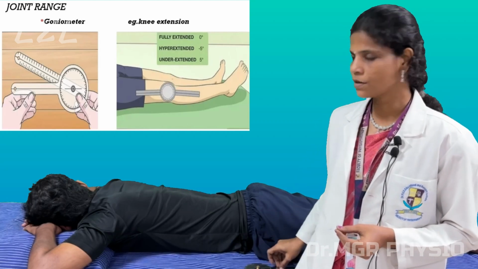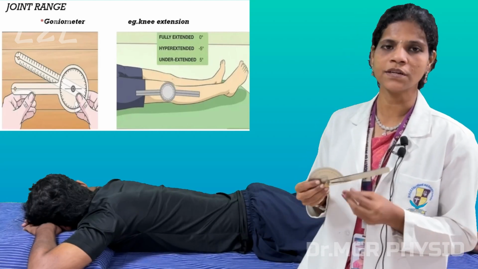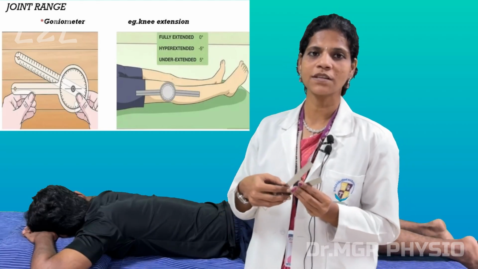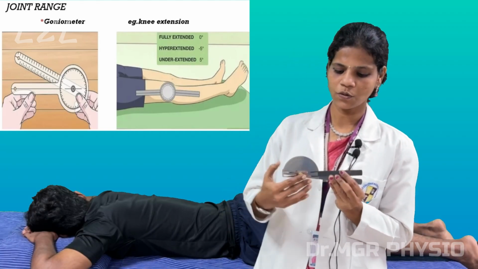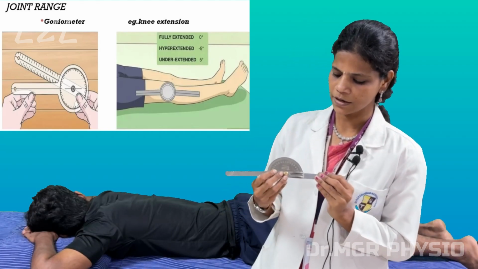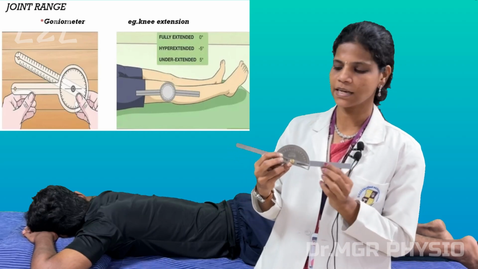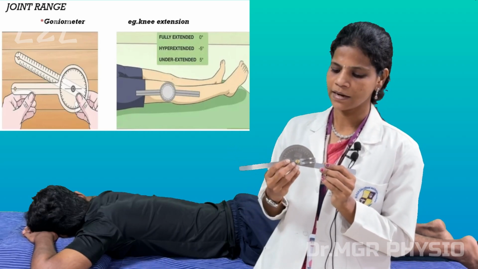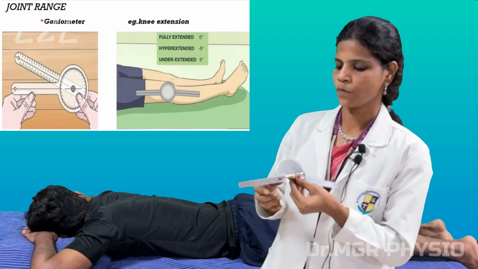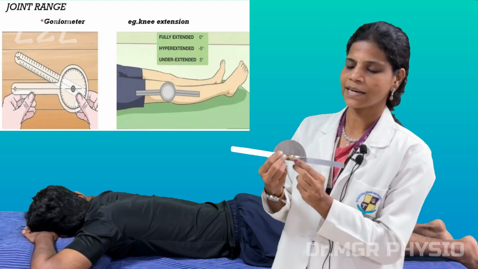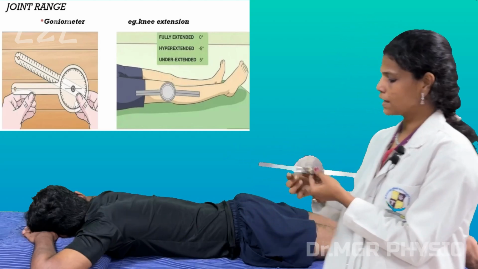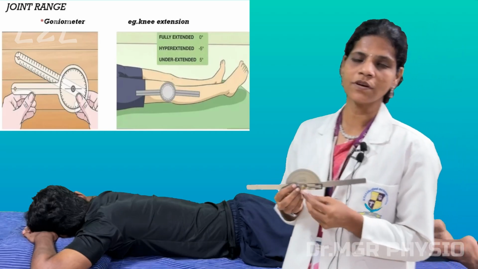So we have a device called a goniometer. A goniometer is a device to measure the joint range of movement. The parts of the goniometer are a stationary arm, a mobile arm and a fulcrum. The fulcrum acts as a pivot point and has to be kept in place. So I am going to test the knee joint.